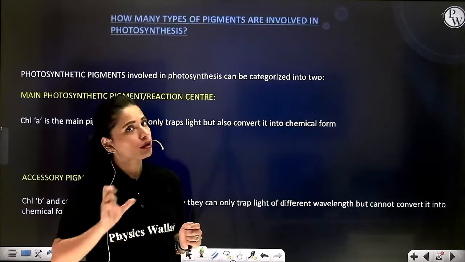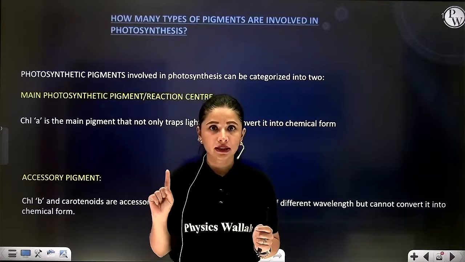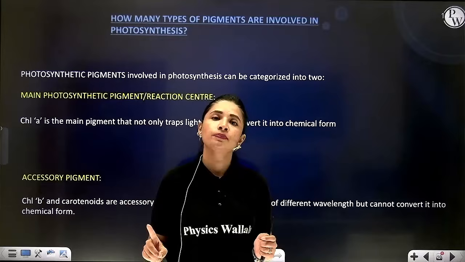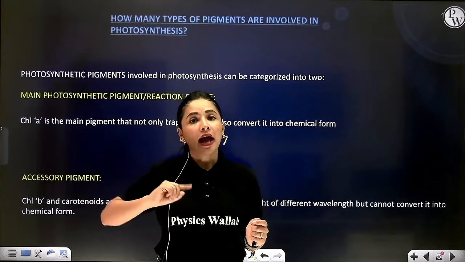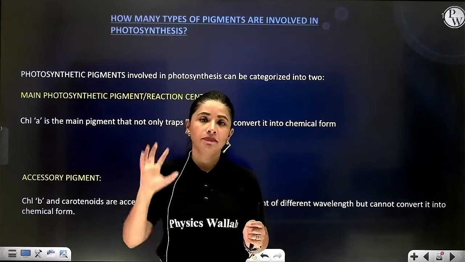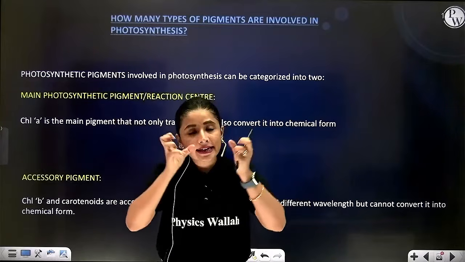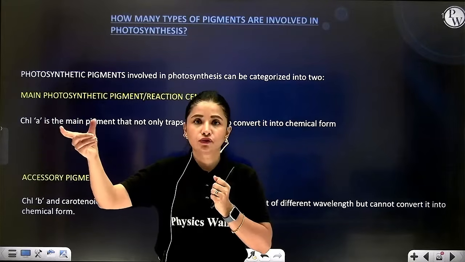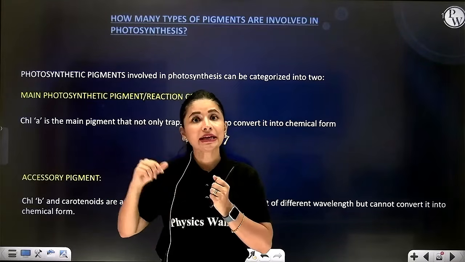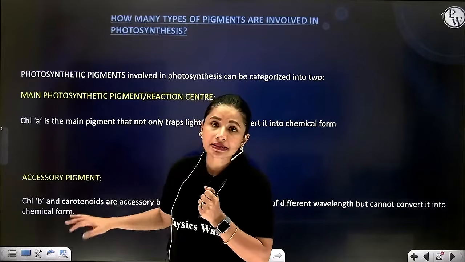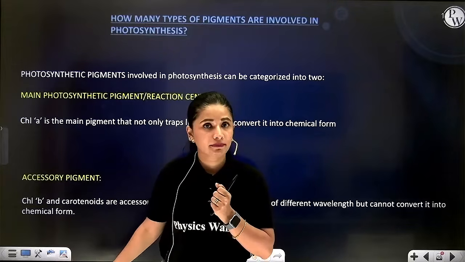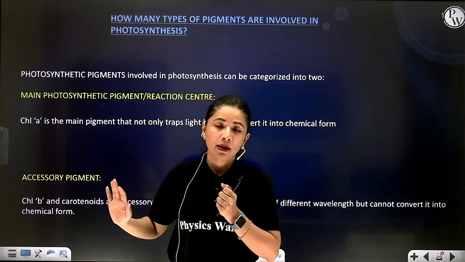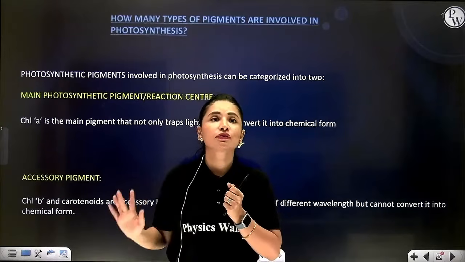How? They can trap light of different wavelengths but cannot convert it into chemical form. They simply trap light and transfer it to chlorophyll A. Then chlorophyll A collects all the light and converts it into chemical form. So the main pigment is chlorophyll A, and the accessory ones are the other pigments. A plant can survive only with the help of chlorophyll A, but cannot survive in its absence.